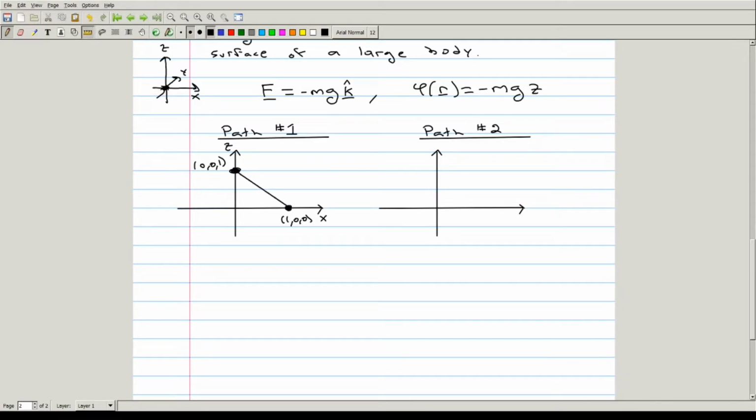And we'll just consider the straight line path, which is the curve z is equal to 1 minus x. And then we have the same points right here, 0, 0, 1 and 1, 0, 0. And instead of considering the straight line path for path 2, we need a different path. So we'll consider the path z is equal to 1 minus x squared, which looks like this.